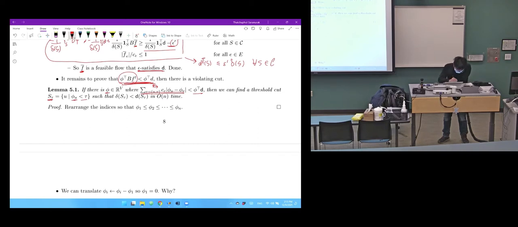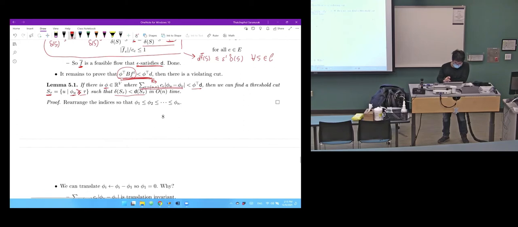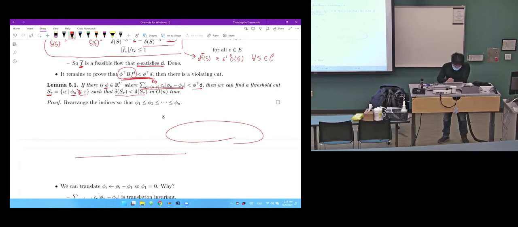Actually, more than at least tau, but it's the same thing here. This is the case, and one of the threshold cuts is going to be a violating cut. That's the claim. And how to do that? I will just start by noting that in the beginning everyone has its potential, and I'm going to think of this as an embedding of nodes into the real line, just like we have seen many times.